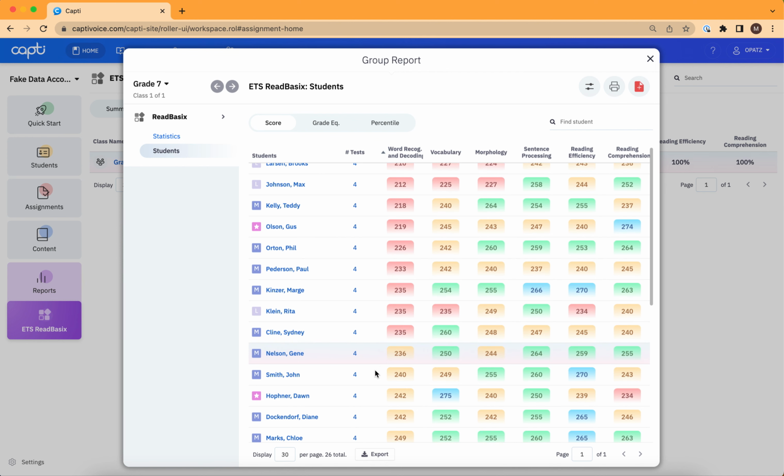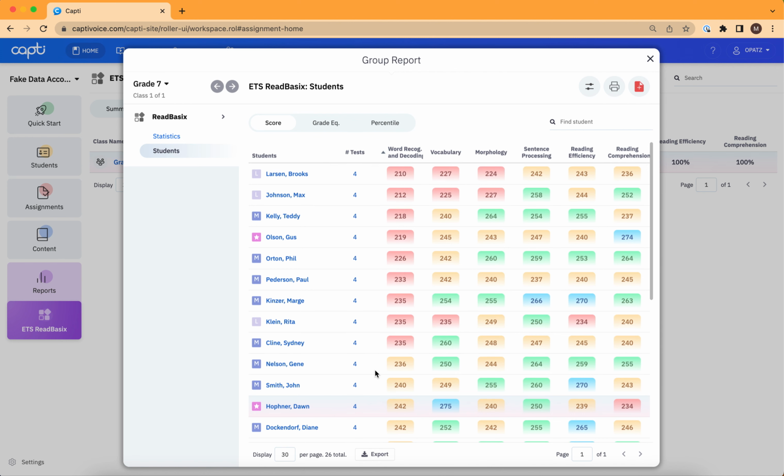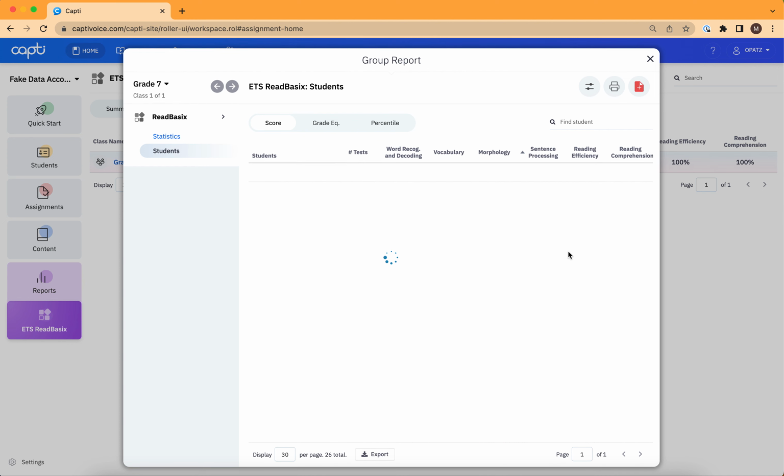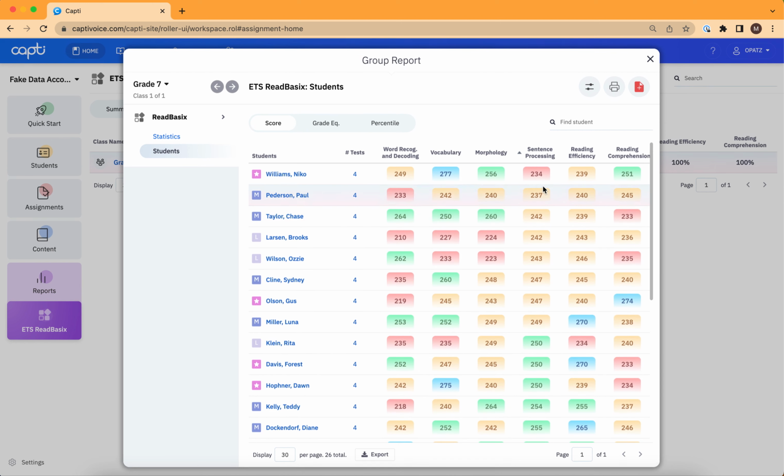So that's one way that I can start to look at the data and say, okay, how could I work with this subset of students who are below 235 and really figure out what's going on with their ability to recognize words and sound those words out. I could do that for other skills as well. So if I look at sentence processing, I can look and see, okay, it looks like Nico's struggling with that.